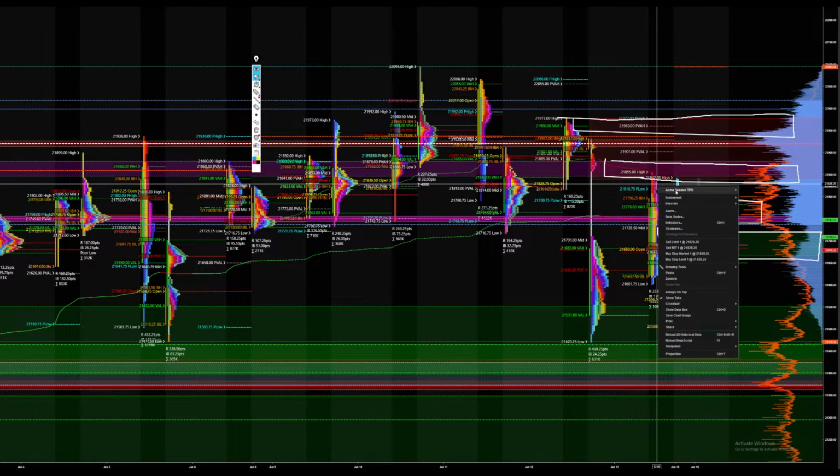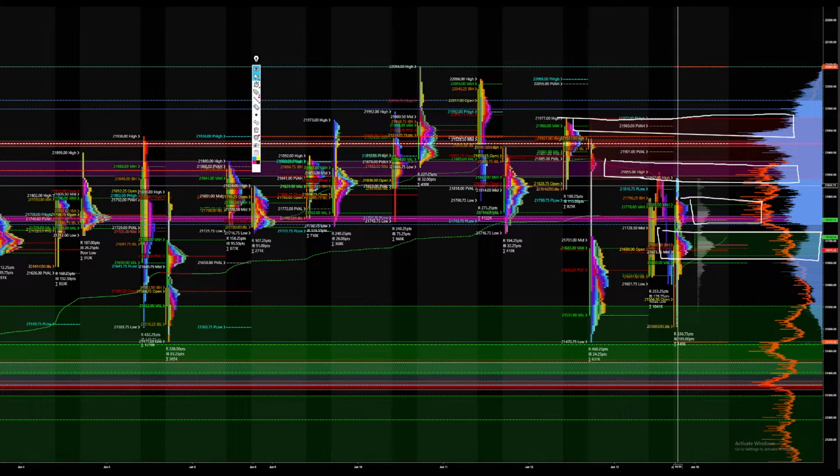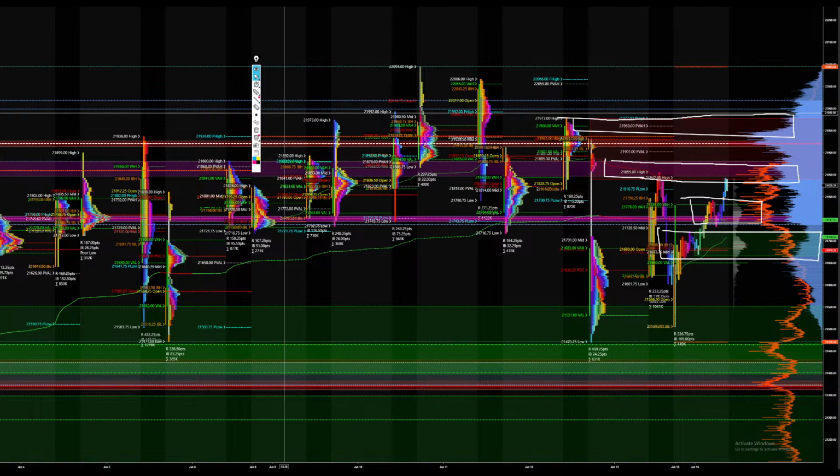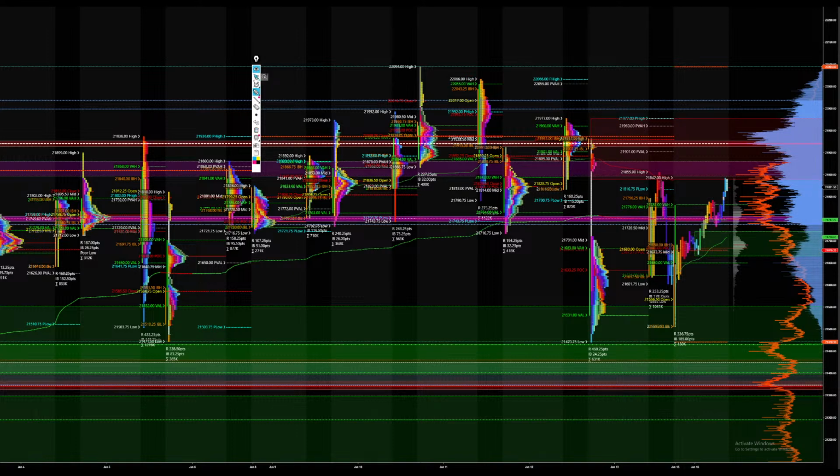We can even split it out to show you what it looks like in bars. Okay, so notice there's a cluster here Friday and a cluster again. The more times you knock on that door, the more susceptible it is to get broken.